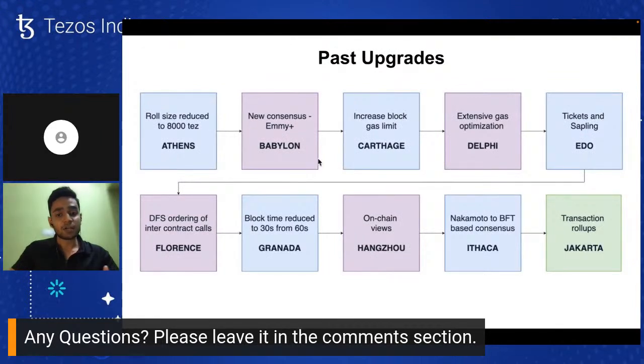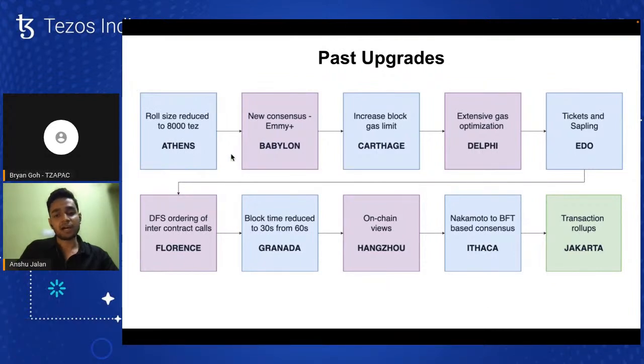So Tezos has had quite a lot of upgrades, 10 in total, and in the next month we will be starting off with the 11th upgrade. As you can see, all these upgrades are named after ancient and existing cities. We started with Athens, and right now we are on the Jakarta protocol.